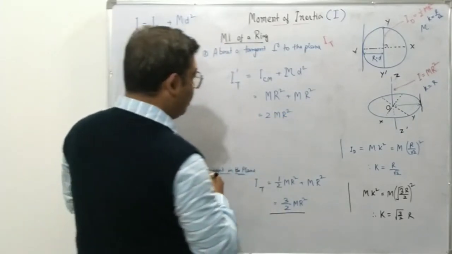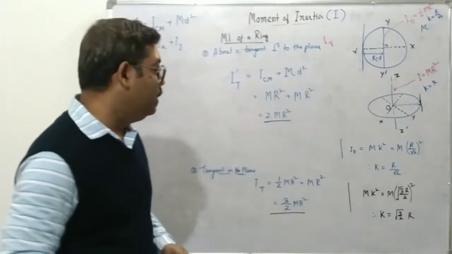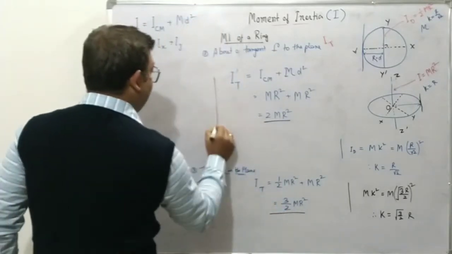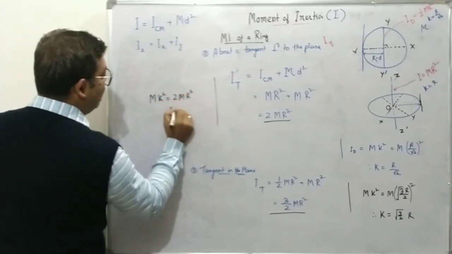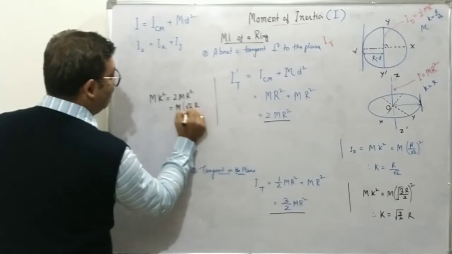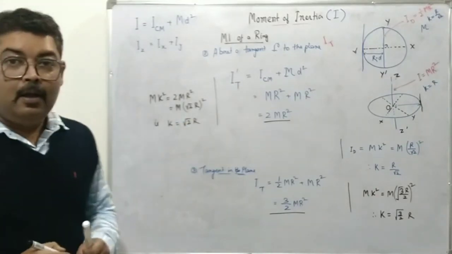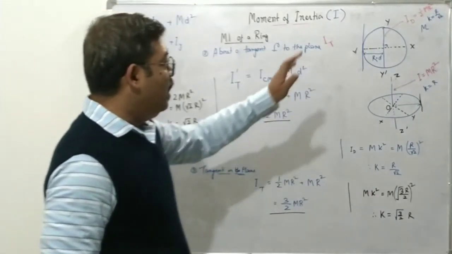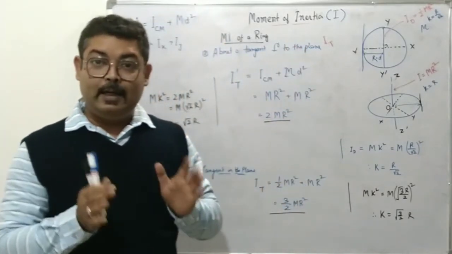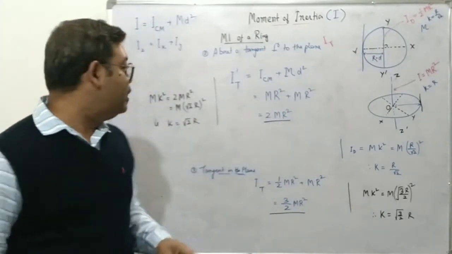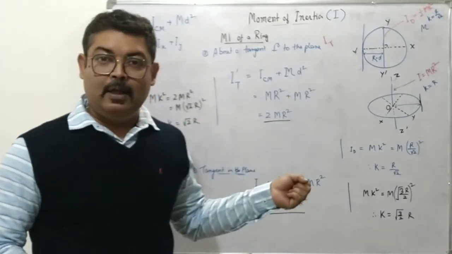This is the moment of inertia of the ring about a tangent perpendicular to the plane. If it is so, then we can clearly find the radius of gyration: m k square equal to 2 m r square, which is equal to m into root 2 into r whole square. That is to say, k equal to root 2 r. So what we have found is that depending on the choice of axis, the moment of inertia of the same object, the ring, is changing, and as it is changing, its radius of gyration is also changing as expected, as discussed in our previous video.